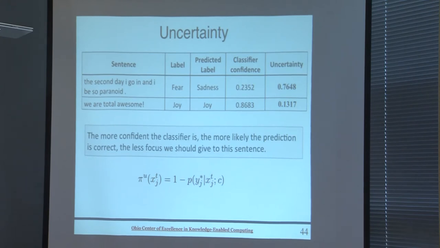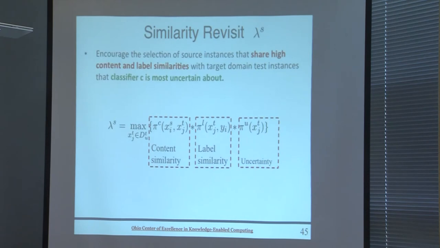So once we have the uncertainty, when we plug in the content similarity, label similarity, and uncertainty together, what we are looking for is selecting the source instances that share high content similarity and high label similarity with the target domain test instances that the classifier C is most uncertain about, right? So basically, we are giving more focus to these test instances that the classifier is uncertain about. So when we put these three things together, that is the similarity. We are not just looking at the similarity to any test instance in the target domain. I'm just looking at the tweets that are similar to these uncertain sentences in the target domain. So that is the idea.